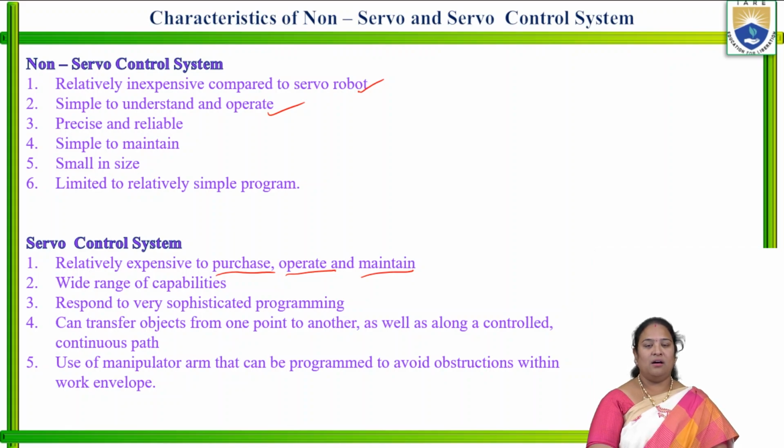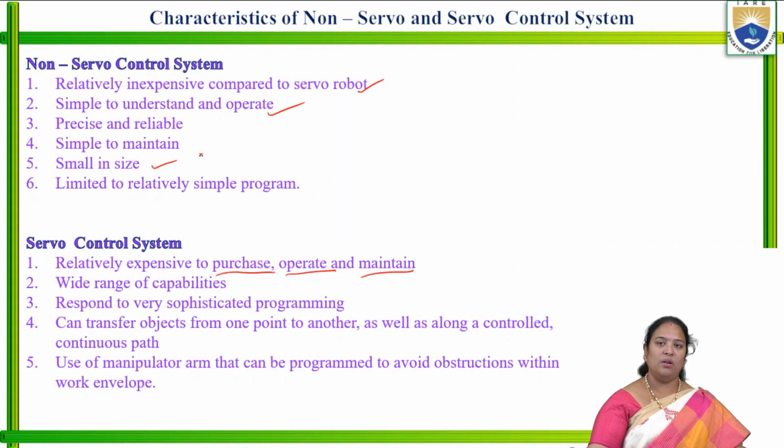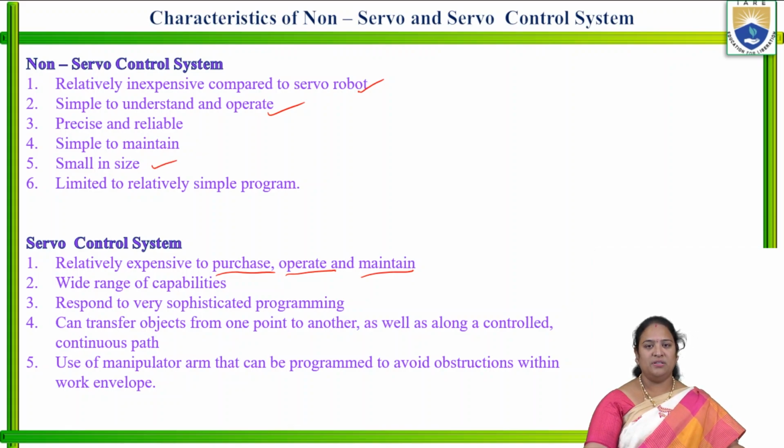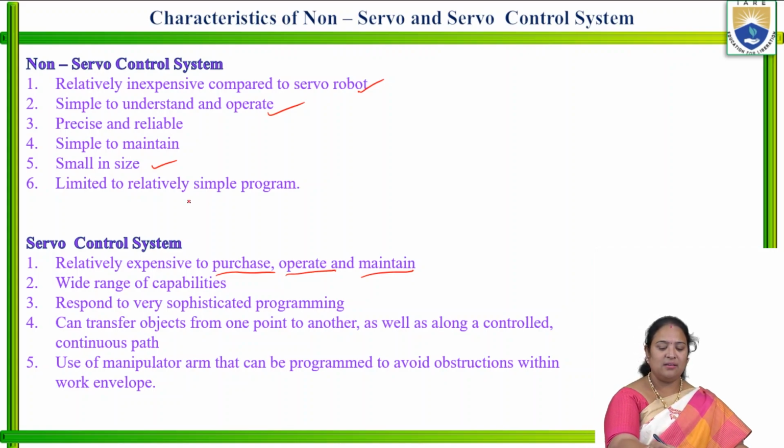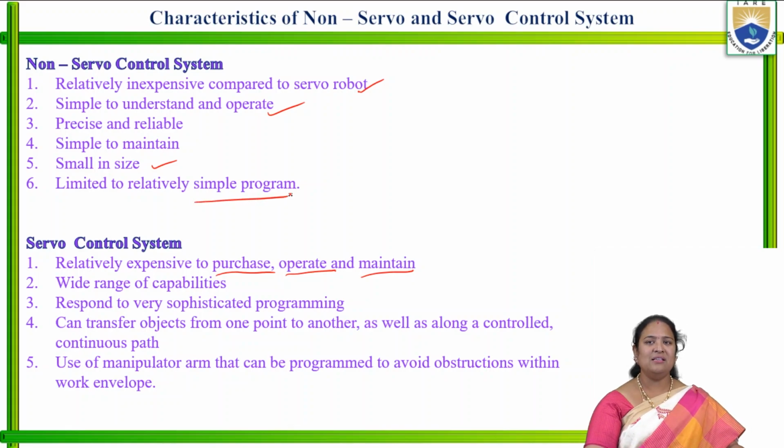We can run the robot very easily. And the size of the robot is also small, because it is an open loop system and it doesn't require any return feedback. So generally the robot is manufactured in a smaller size, and it runs with a simple program. The non-servo controller type of robot runs with the help of a simple program.